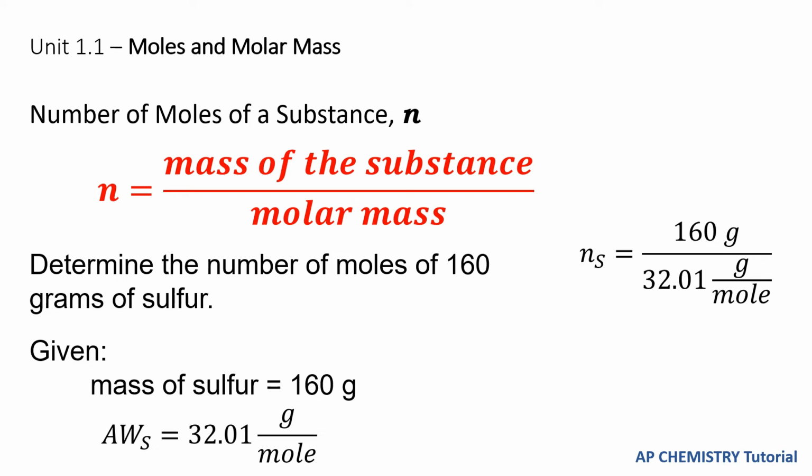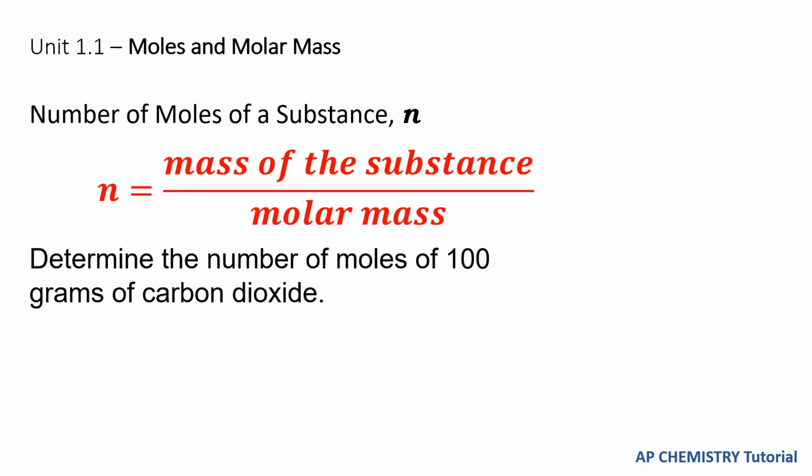So the number of moles of sulfur now is equal to 160 grams all over 32.01 grams per mole. As you can see, the unit of grams will be cancelled out, leaving us only with the unit of mole. And so the answer now will be 5.0 moles. That means in 160 grams of sulfur, there are 5 moles of sulfur. And so, after determining the number of moles, you can simply multiply this by Avogadro's number, and then you will be able to determine the number of particles of this substance.